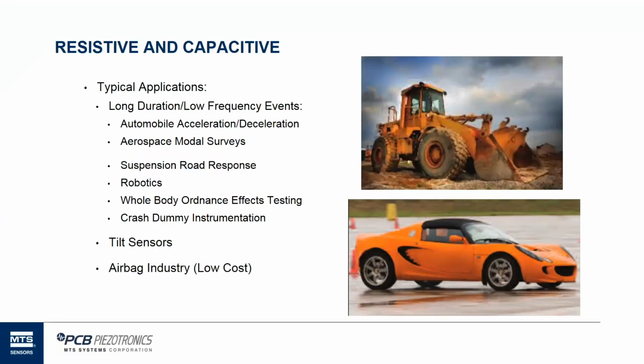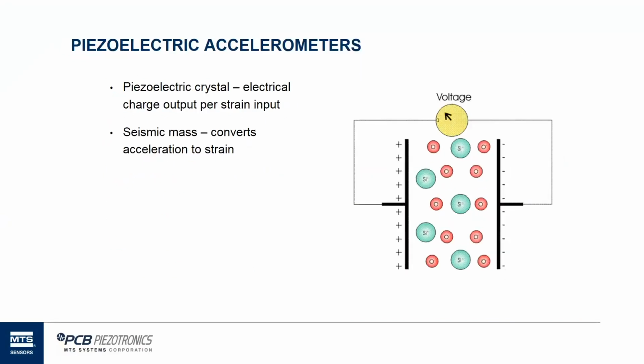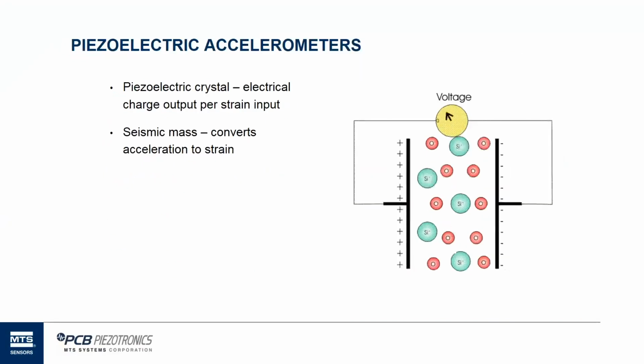And finally, airbags. Very low cost ones are used in the airbag industry because in an airbag event, it's not so important to measure micro G resolution between events. We just need to know when there's a massive event, and then, with incredible reliability, measure that effectively and deploy the bag. And finally, the final type of accelerometer we call a piezoelectric accelerometer.